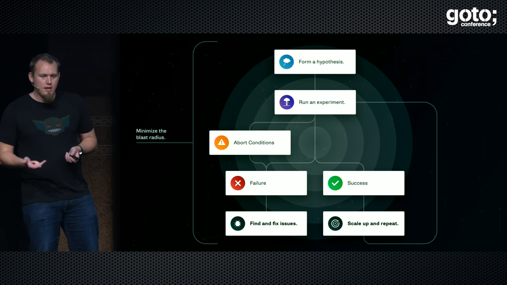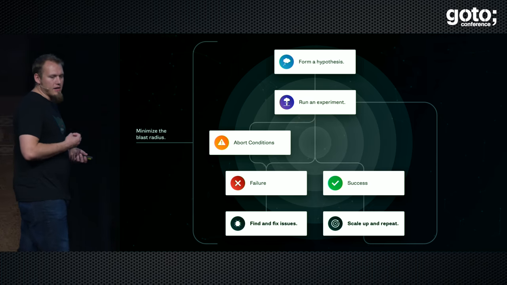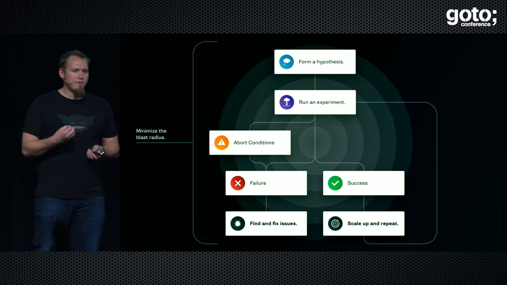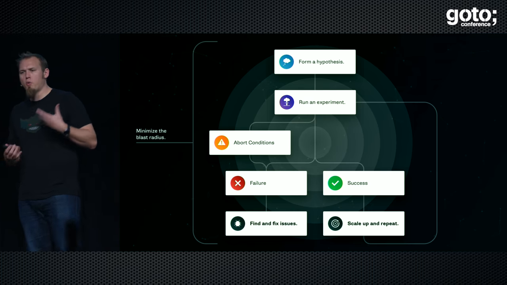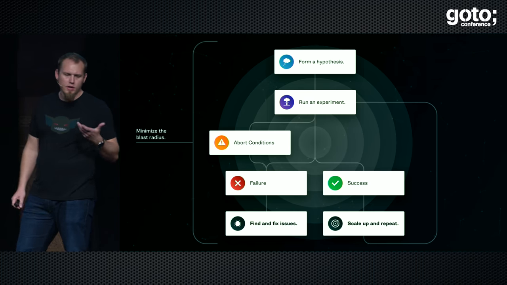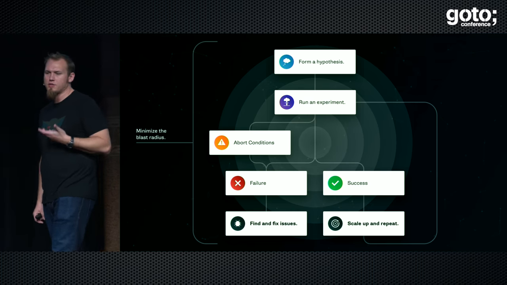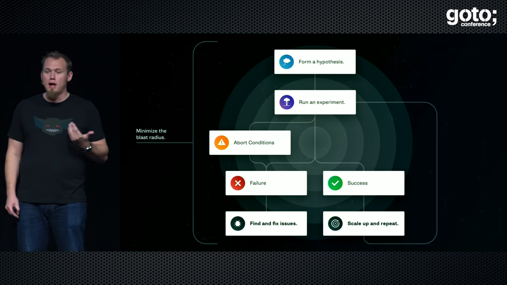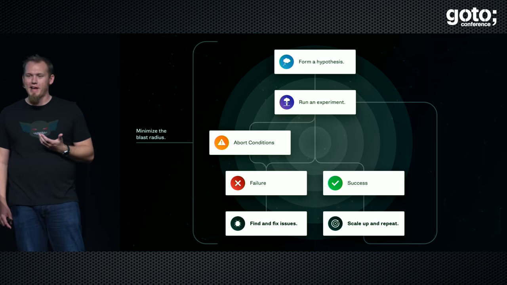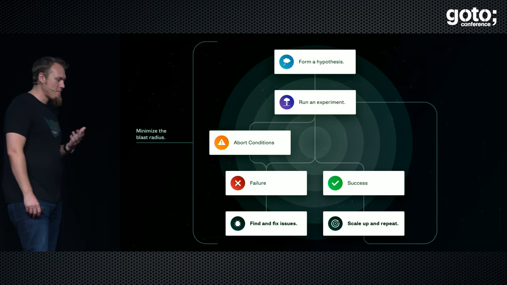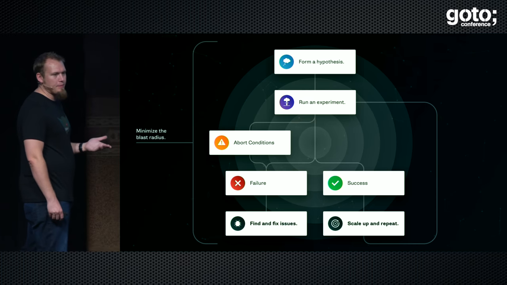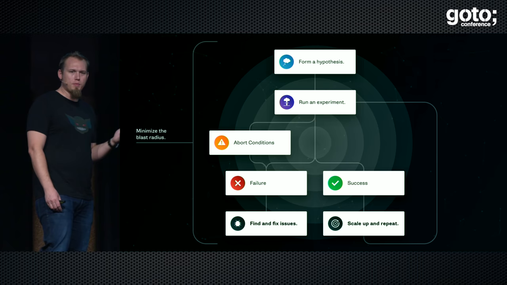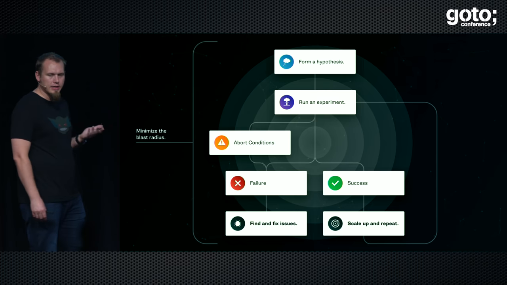And from that, we're going to have a set of success criteria, a set of failure criteria, and some abort conditions. Again, we never want to cause real customer pain. And so if we are, we're going to abort the experiment, because that means we found something that shouldn't be happening. At Amazon, this was orders per minute. If we saw an impact to the orders per minute, we would halt that experiment. We would clean it up.